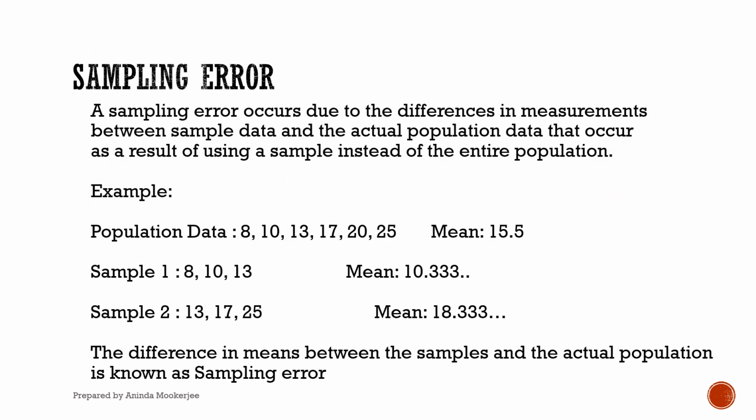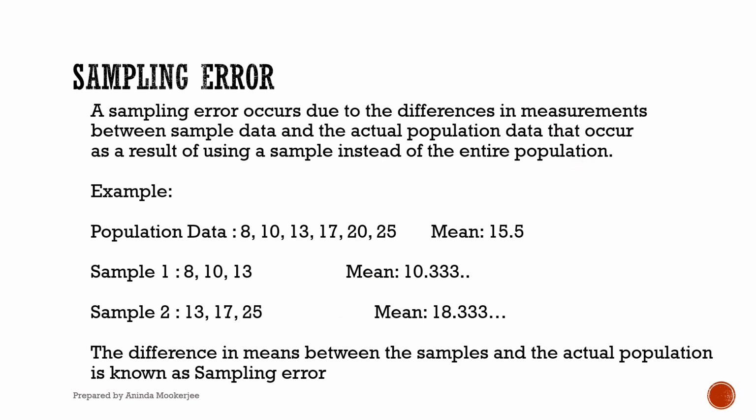Now, before ending this section, I want to talk a little bit about the sampling error, because that's a terminology that we will be using frequently over the course of our study here. All right, so a sampling error occurs due to the differences in measurements between sample data and the actual population data that occur as a result of using a sample instead of the entire population.